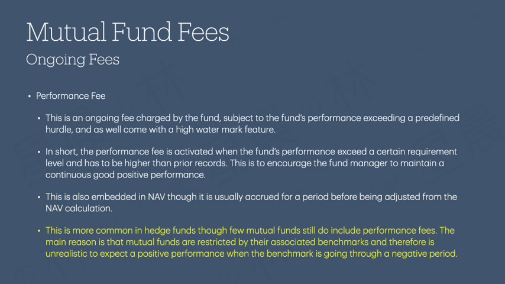Performance fees are more common in hedge funds, but there are a small number of mutual funds that still include performance fees. This is uncommon in mutual funds because mutual funds are highly correlated with their associated benchmarks, and therefore it is unrealistic to expect a positive performance when the benchmark is going through a negative period. The mutual funds that have performance fees generally define their hurdles as a percentage of outperformance above the benchmark's performance, which in absolute terms may still be a negative return to investors in a bad year.